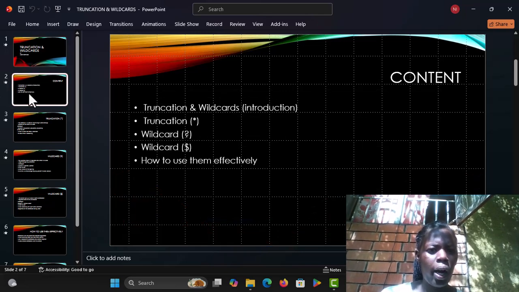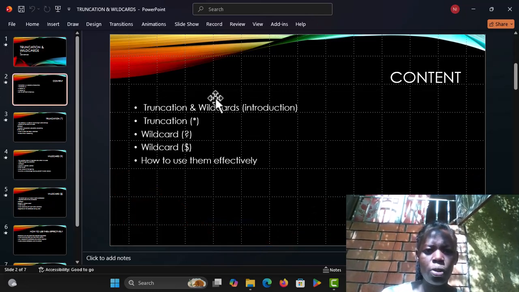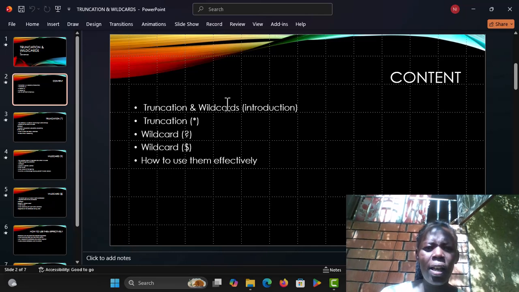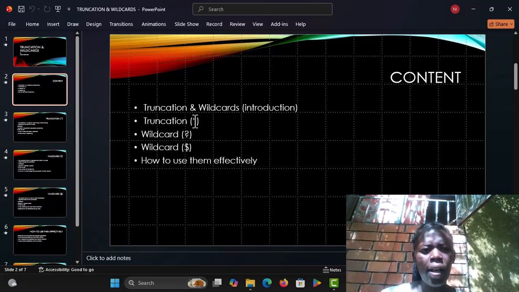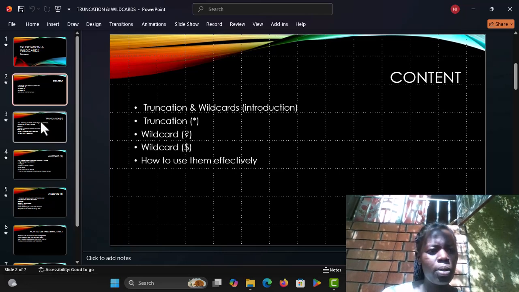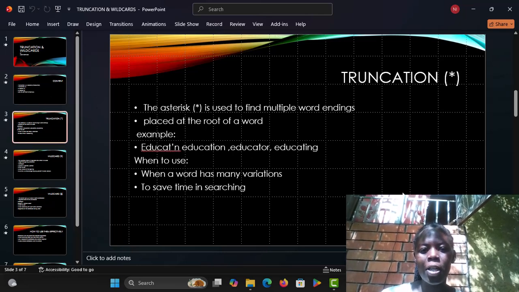So under my content I have truncations and wildcards. I'll talk about its introduction. I'll explain to you more about truncations and wildcards. Then we shall talk about the truncation itself, which is the star. Then we go to the wildcards, which is the question mark, and the wildcard, which is the dollar sign, and how to use them effectively. So we shall start with truncation.